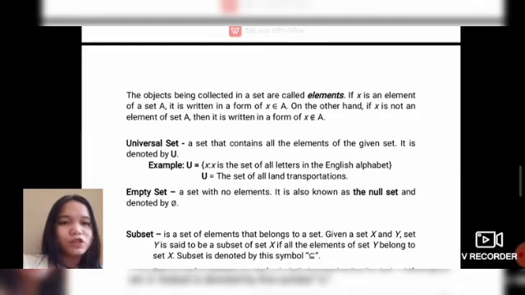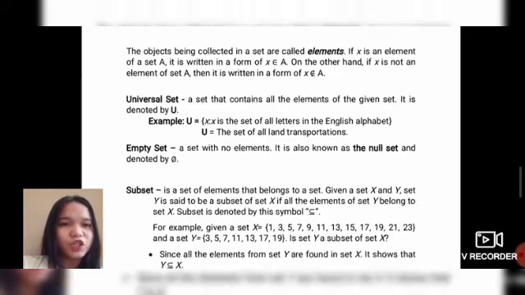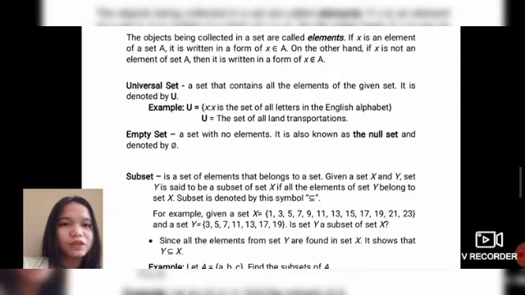Universal set is a set that contains all the elements of the given set. It is denoted by U. Example: U is the set of all letters in the English alphabet. Or U is the set of all land transportations. Empty set is a set with no elements. It is also known as the null set and is denoted by ∅.